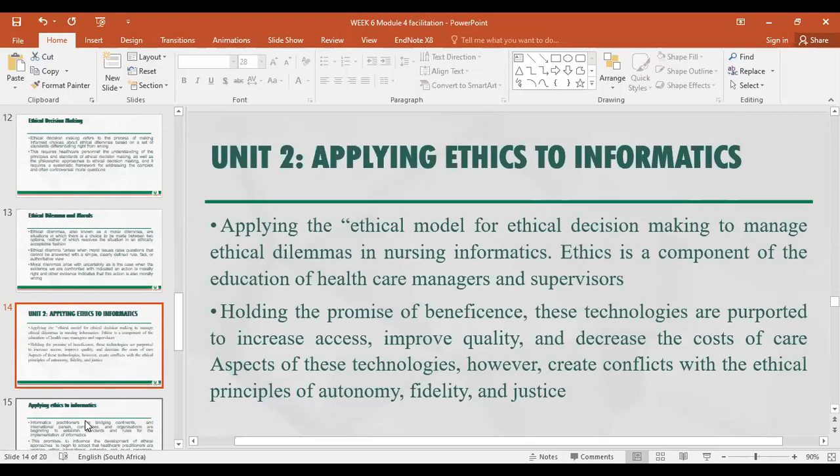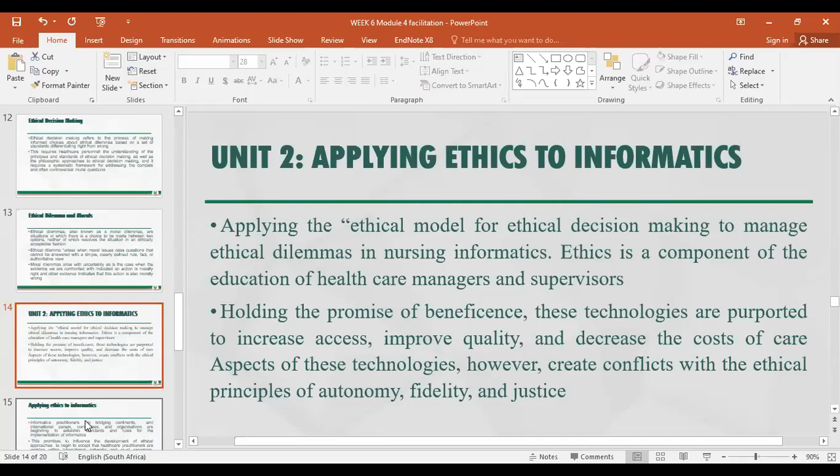And so, because of this, nursing informatics has ethics. Ethics is a component of the education of healthcare managers and supervisors. That is, this ethics helps nurse managers and supervisors to guide and function effectively in terms of what is right and what is wrong. Holding the promise of beneficence, these technologies are purported to increase access, improve quality, and decrease the cost of care. Aspects of these technologies, however, create conflicts with the ethical principles of autonomy, fidelity, and justice.